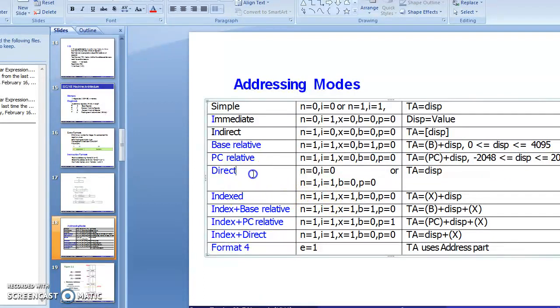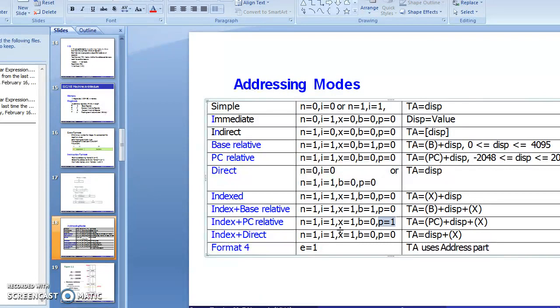Next, direct addressing mode: we know x value will be 0, and the remaining can have values. Next is index, for which the x value will be 1. The next one is index plus base relative, where x equal to 1 and b equal to 1. Then index plus program counter relative: the x value will be 1, base relative will be 0, and program counter value will be 1. Then index plus direct, that means n equal to 1, i equal to 1, x equal to 1. This does not include base relative and program counter, so b equal to 0 and p equal to 0.